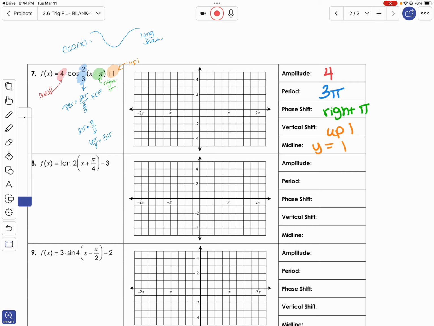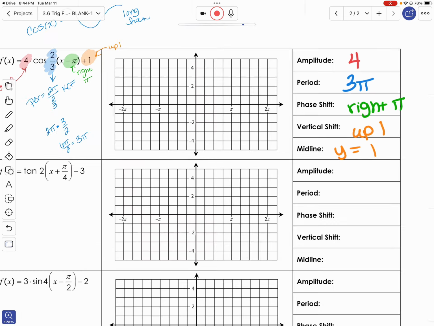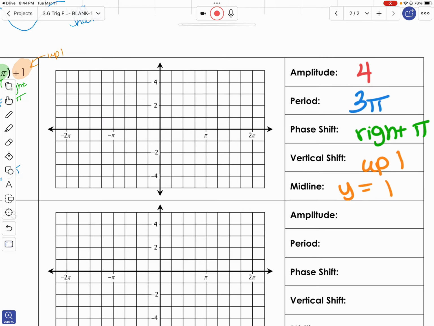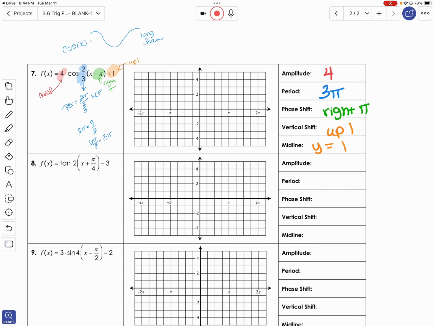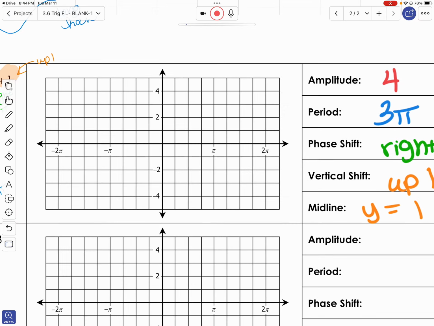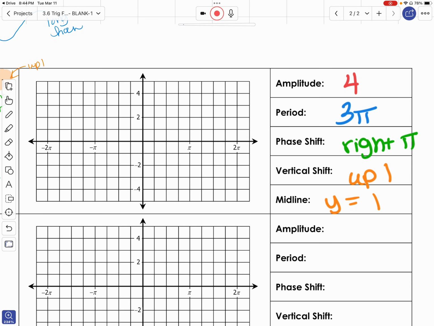Okay, so let me get this zoomed in. Here we go. So I start by graphing my new midline. That kind of gives me where my function is going to oscillate or move around.